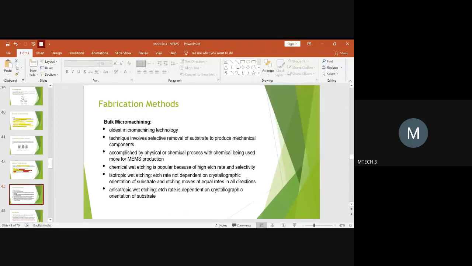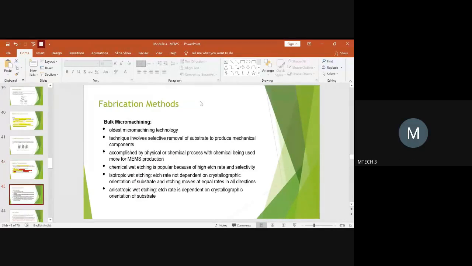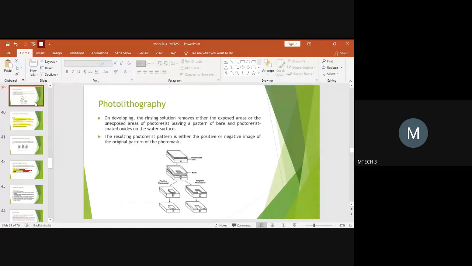Any doubts related to the substrates and the additive films? No, ma'am. Okay, so if that is clear, now you should come to know about the other fabrication methods. I have explained in general how a pattern could be deposited, the concepts of the substrate and the thin film, how you deposit, and the adhesive layer.